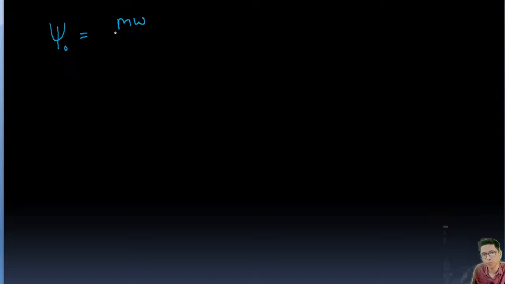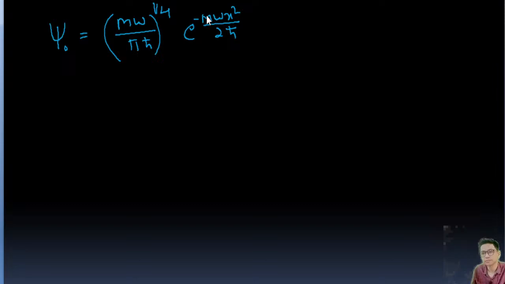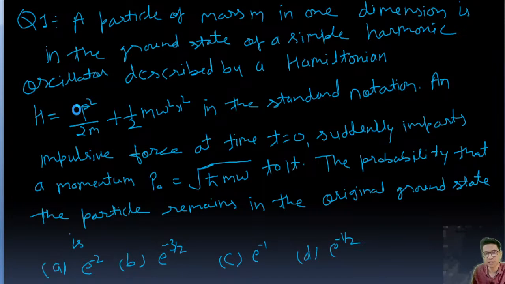Psi naught is (m omega upon pi h cut) to the power 1 by 4 times e to the power minus m omega x square upon 2h cut. So this is the ground state of the particle before getting momentum. And the new state, psi p naught, is going to be, this is because the particle gets a momentum p naught because of the impulsive force at t equal to 0, right?